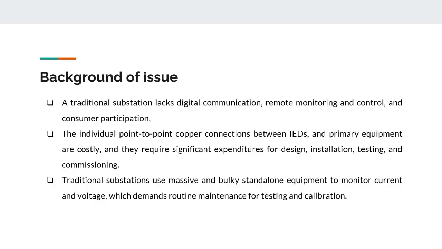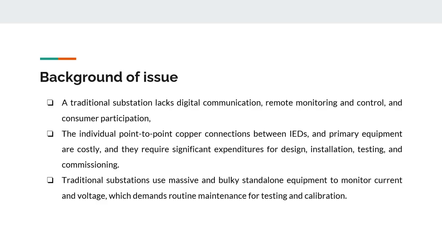The background of the issue for our case study is related to the traditional substation. A traditional substation lacks digital communication, remote monitoring and control, and consumer participation. The individual point-to-point copper connections between IEDs and primary equipment are costly, and they require significant expenditure for design, installation, testing, and commissioning. Traditional substations also use massive and bulky standalone equipment to monitor current and voltage, which demands routine maintenance for testing and calibration.